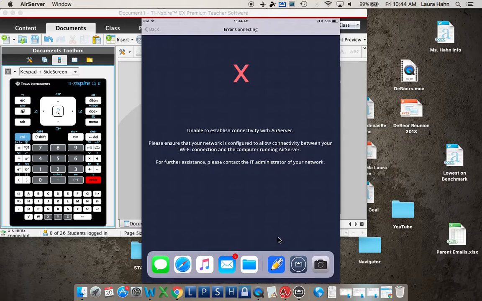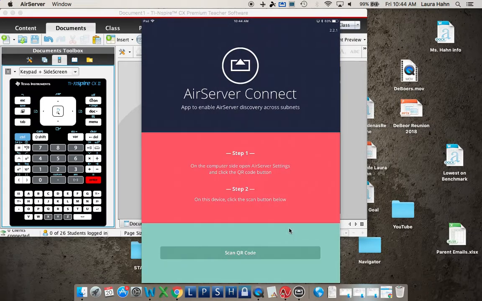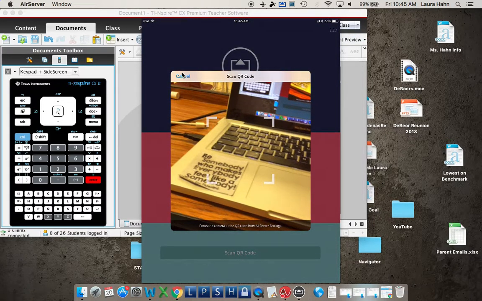Uh-oh. Sorry guys, gotta scan my QR code again. Oh, there it goes. Never mind, I lied.